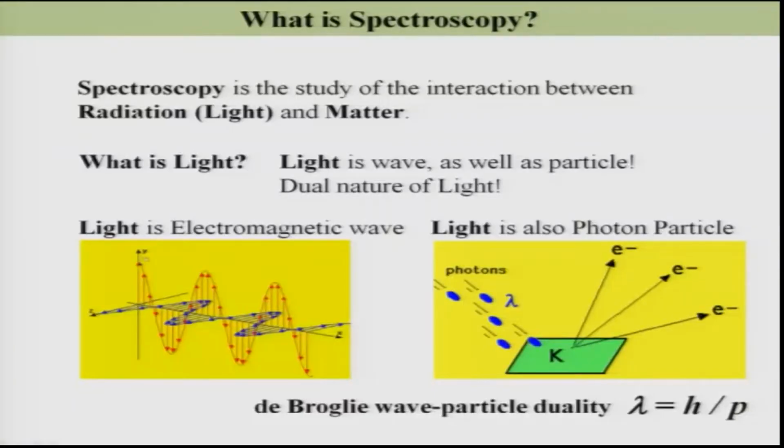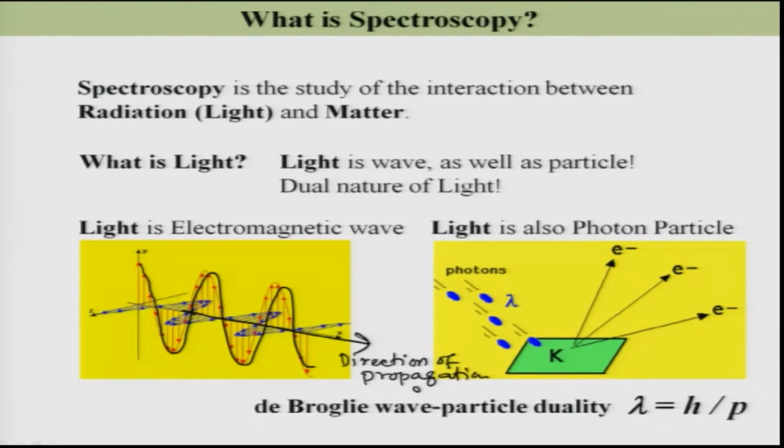So, here this electric field is oscillating in this direction and this is the direction of propagation of light. So, this is the electric field and here in the perpendicular direction this is my magnetic field. Right, this is my electric field.